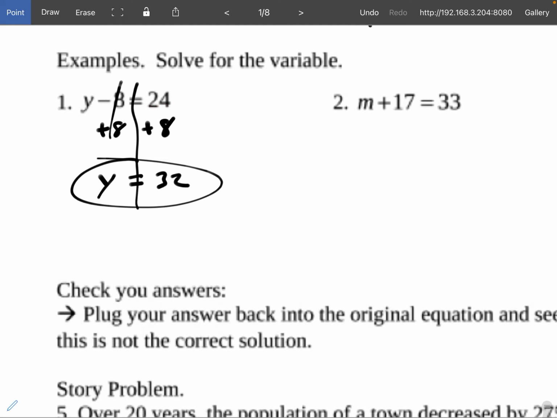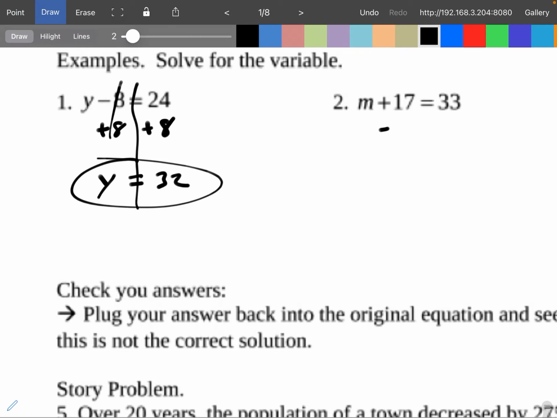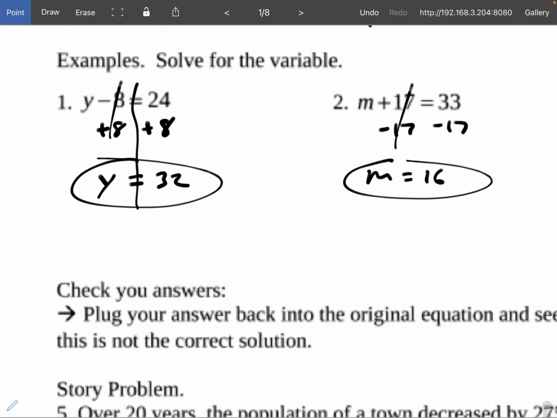All right, let's try the next one. So again, we're trying to get the m all by itself on the left-hand side of that equal sign. So right now we have m plus 17. So what's the opposite of adding 17? Yep. So we're going to subtract 17 because we want to get the m all by itself. And then these cancel out again and make 0. So all I have left on the left-hand side of the equal sign is just m. And on the right, I've got 33 minus 17. 16. And there you go. There's your second one.